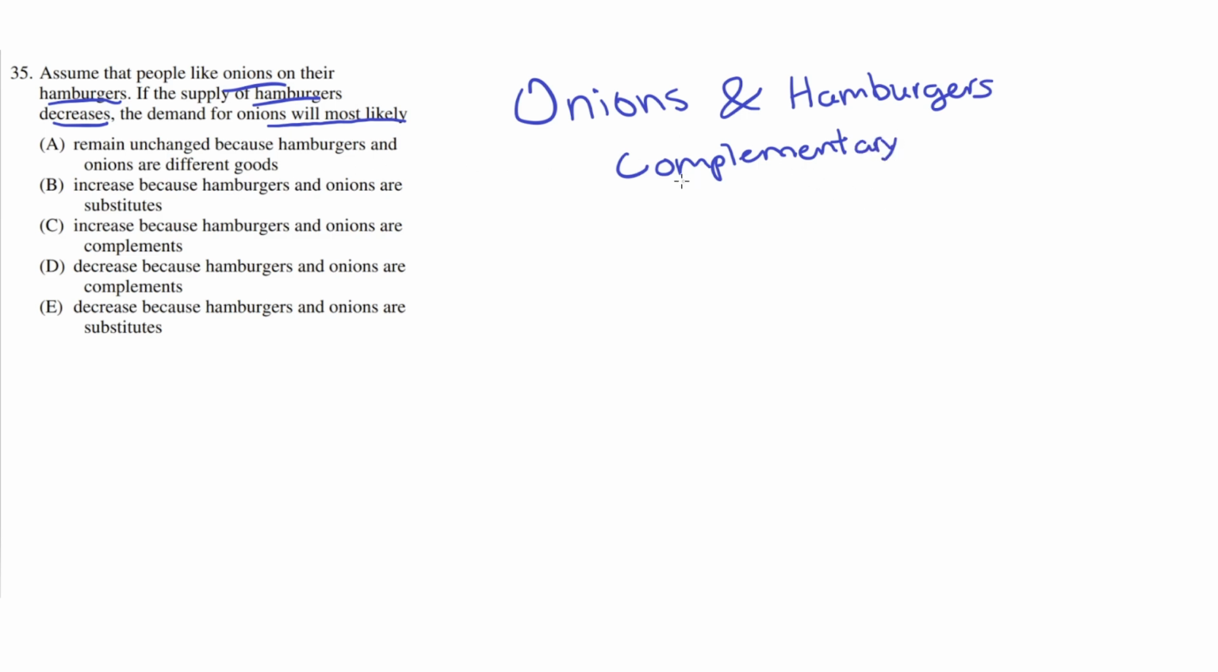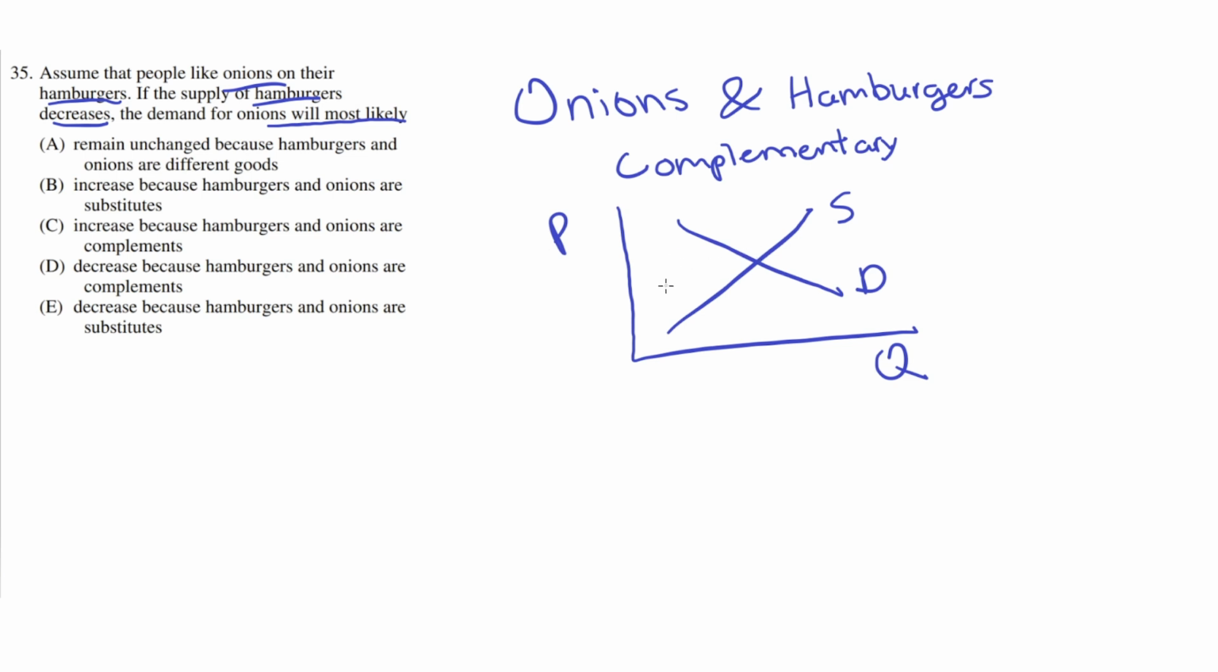So a decrease in the price of one means an increase in demand for the other, and a decrease in supply of one means a decrease in demand of the other. And we're told that in this case, the supply of hamburgers decreases, and we're asked to find what happens to the demand for onions. So, as before, if the supply of hamburgers decreases, we can draw a simple graph here as supply and demand.